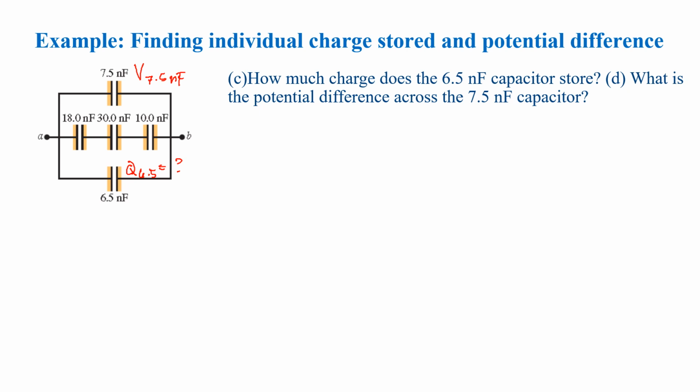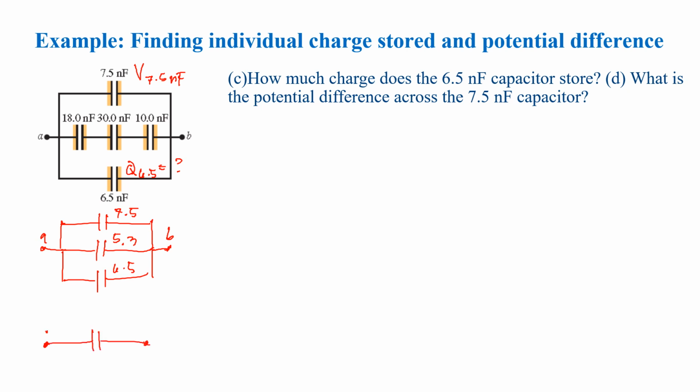In order to solve it, let us go back to what we did earlier in the first two problems. We first looked for the equivalent capacitance of the five-capacitor network, and we had this diagram. You have here your points A and B. This is your 7.5, this is your 5.3, and this is your 6.5. You can simplify it further into just one capacitor of capacitance 19.3 nanofarads.